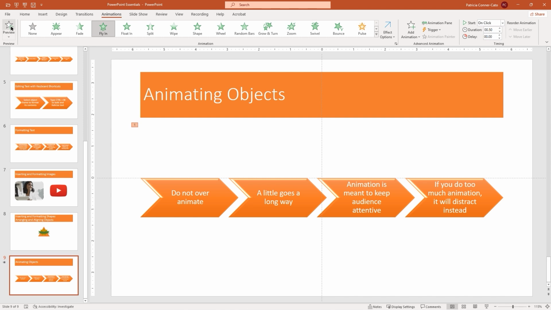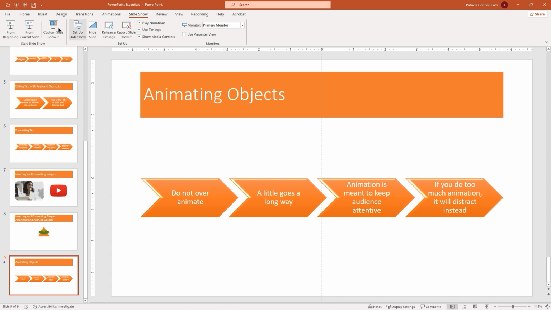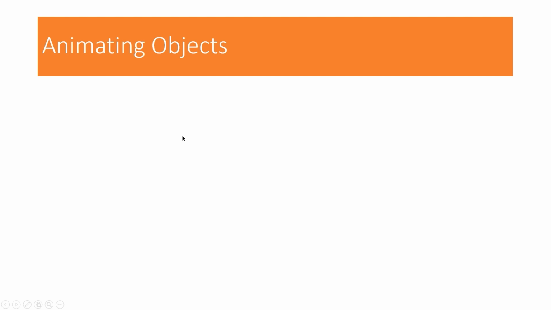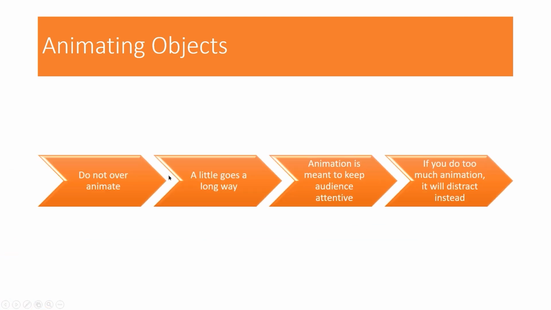Now, if you notice on the animation pane, if you go in the timing group, the animation is going to start when I click. So let's do this. Let's go to the slideshow tab real quick and choose the second icon, from current slide. So it brings up animating objects, and it won't bring up that SmartArt graphic until you click. Then it comes up, right? So we don't have to have it that way.